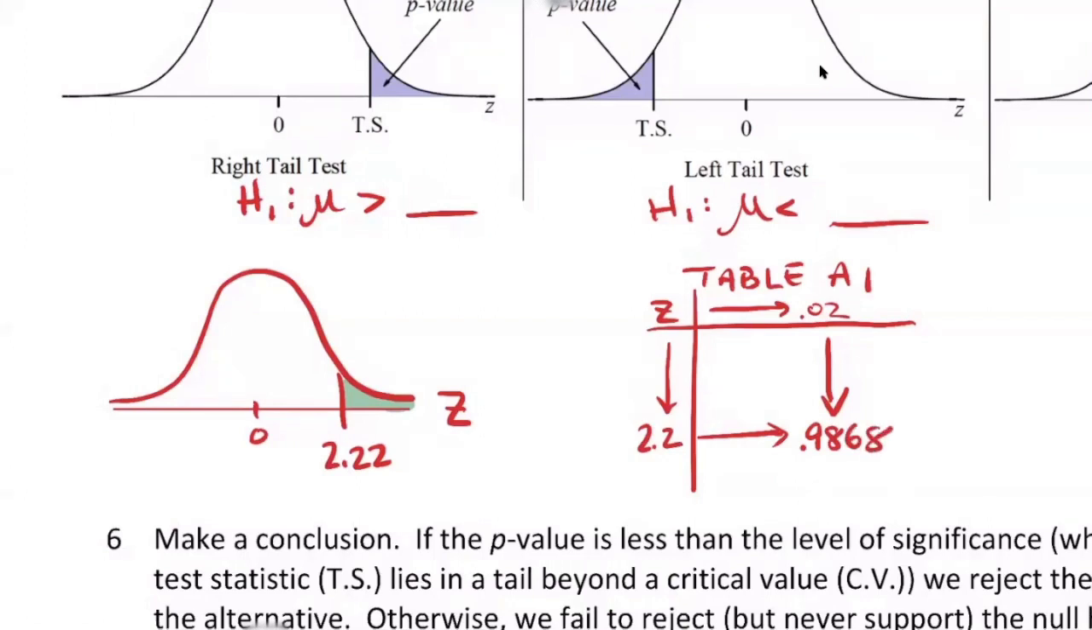We need the area to the right. So we have to do 1 minus 0.9868. Can we do that yet? Oh, 0.0132, thank you. 0.0132. That's our p-value.